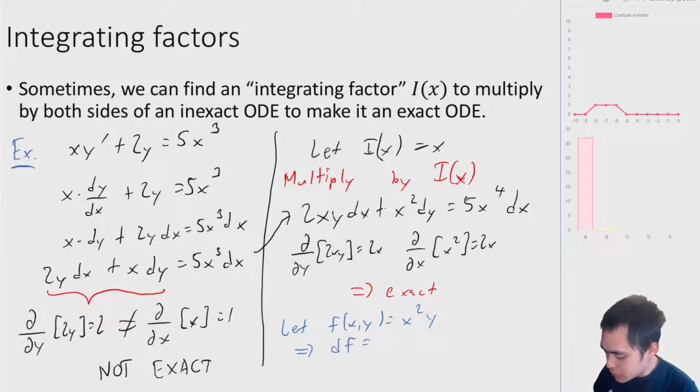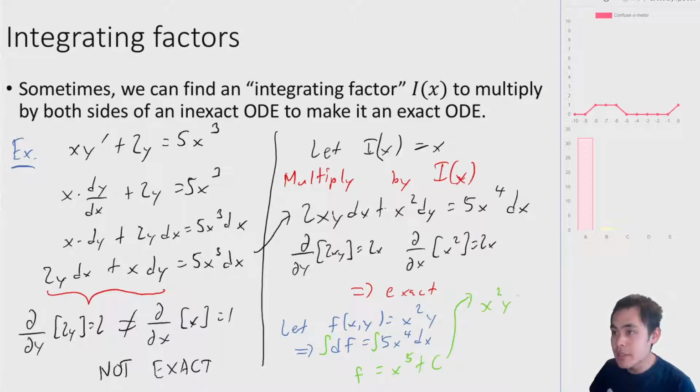And then what you end up with is df is equal to 5x to the fourth dx. Okay? And then you integrate on both sides. That results in f is equal to x to the fifth plus c. What was f? f was x squared y, so x squared y is equal to x to the fifth plus c, and that gives you the solution.